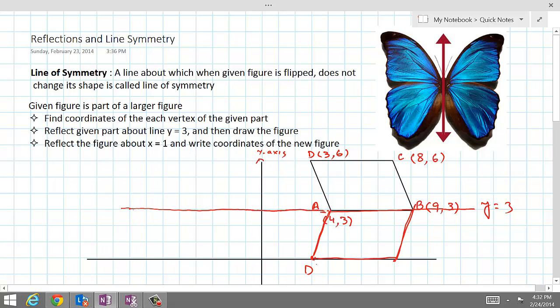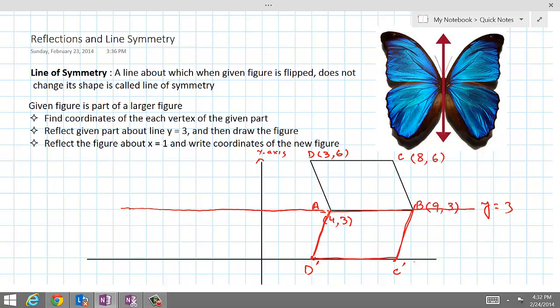And this would be D dash and C dash, which are both images of D and C. So reflect the given part about line y equal to 3 and draw the figure. So that is done as well. And now the third part says reflect the given figure about x equal to 1.